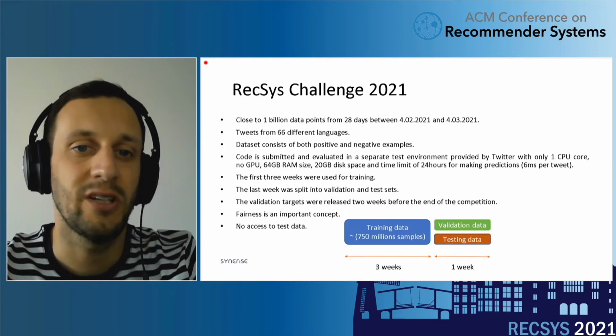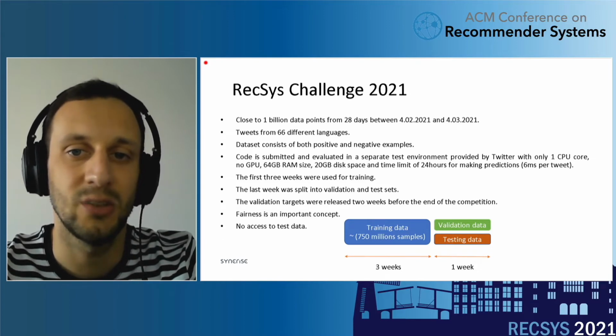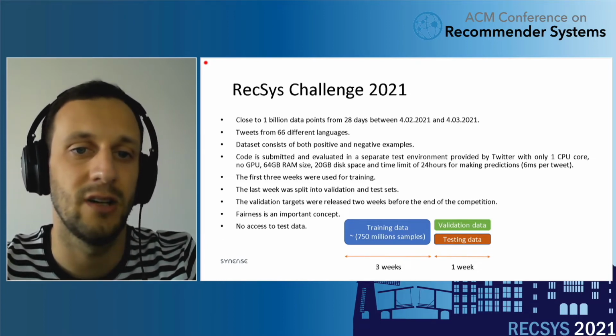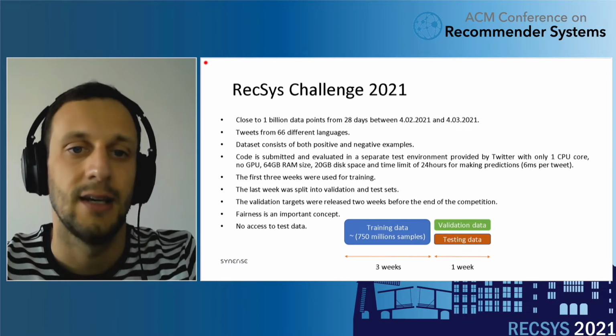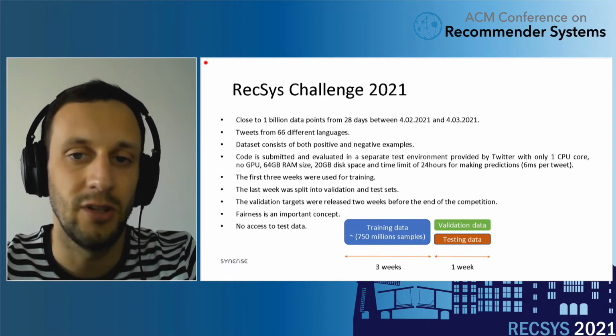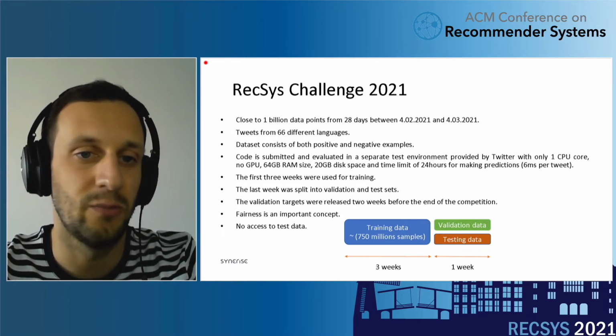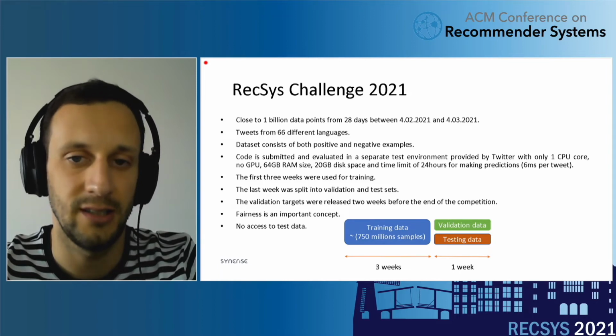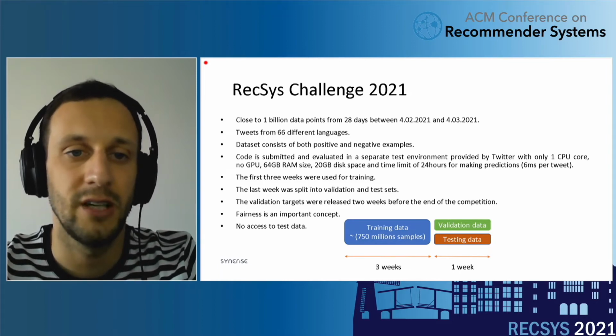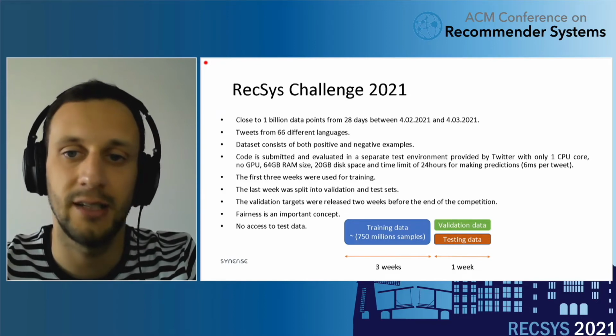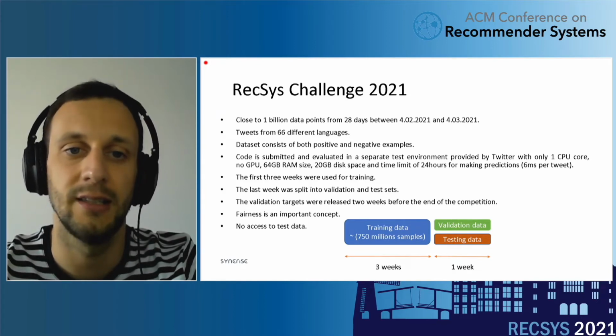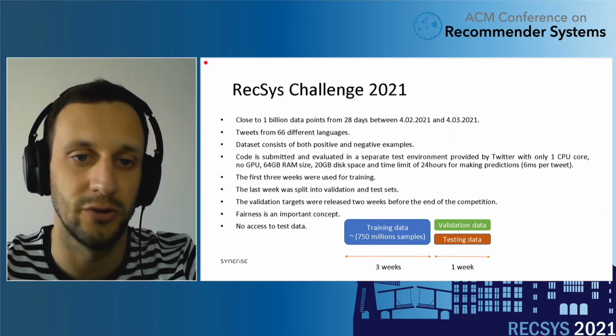The first 3 weeks were used for training, while the last week was randomly divided into validation and test sets. At the beginning of the challenge, the models were evaluated on the public leaderboard that used the validation dataset, and 2 weeks before the end of the competition, the validation targets were released as an extra data source for training, and a new test leaderboard was introduced.